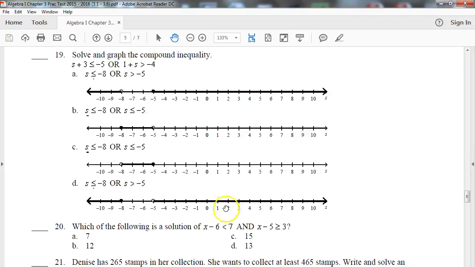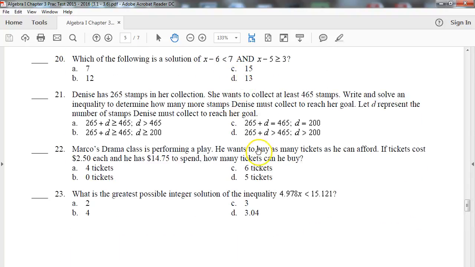Number 20, which of the following is a solution of x minus 6 is less than 7 and x minus 5 is greater than or equal to 3? Well, we could simplify these just a little so that they're easier to evaluate. We could add 6 to both sides here, and we have x is less than 13. And we also have this x minus 5 is greater than or equal to 3. We could add 5 to both sides, which gives us x is greater than or equal to 8.